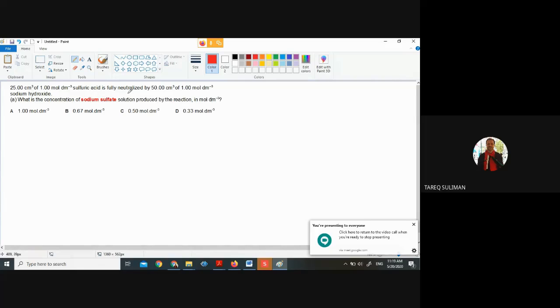This is a neutralization reaction, and in this neutralization reaction we obtain sodium sulfate as a product. This is a salt in a neutralization reaction inside water. The products are salt and water. So they want us to calculate the concentration of sodium sulfate.